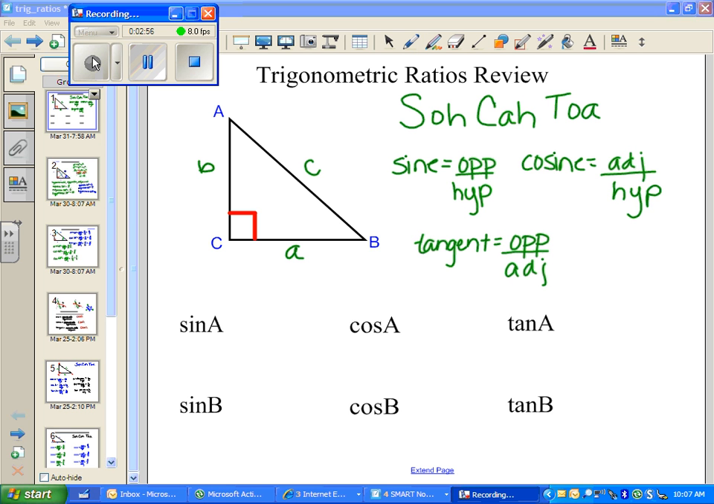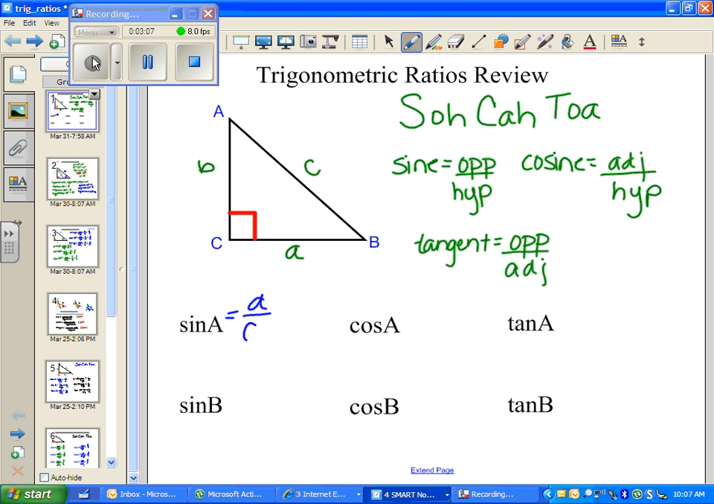Okay, so what would the ratio be for sine of A in this picture? A over C. The side opposite angle A over the hypotenuse. Good. What would sine of B look like as a ratio? Bela? B over C. Right, B over C, which is the side opposite angle B over the hypotenuse.